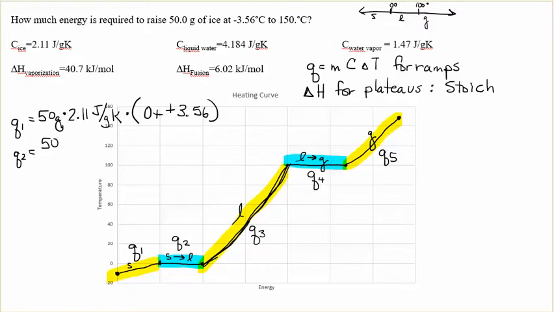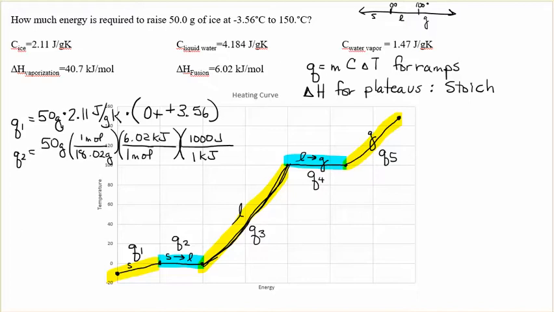you have 50 grams of water, which is H2O, ice. 18.02 grams of water in every 1 mole of water, that's the molar mass, times for every 1 mole of water, that is 6.02 kilojoules. And then since all of our other units are going to be in terms of joules, so that we can add them all together, 1 kilojoule is 1,000 joules. And I'll let you calculate that out.